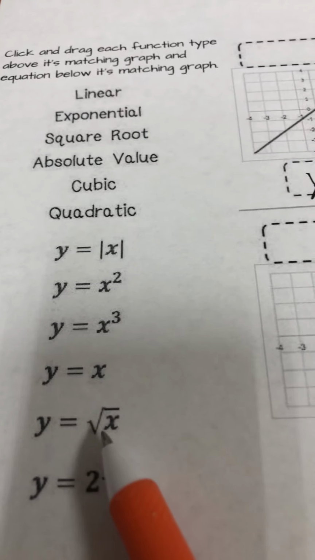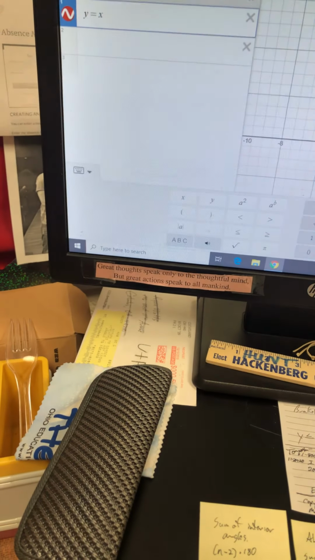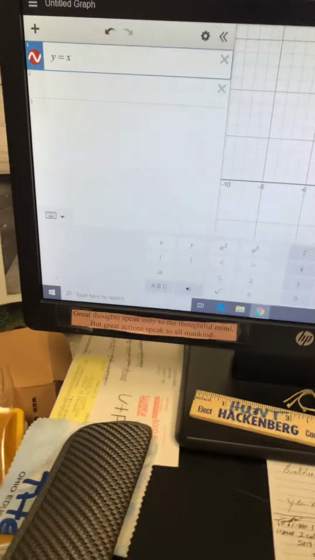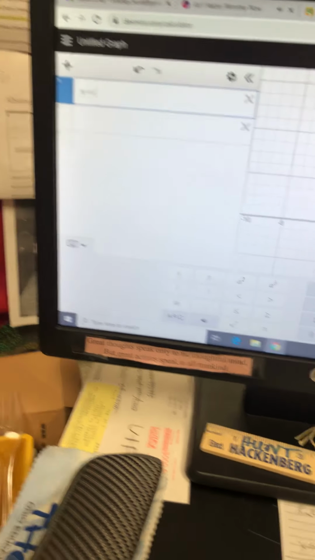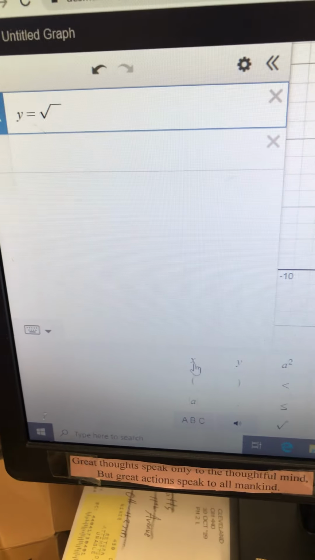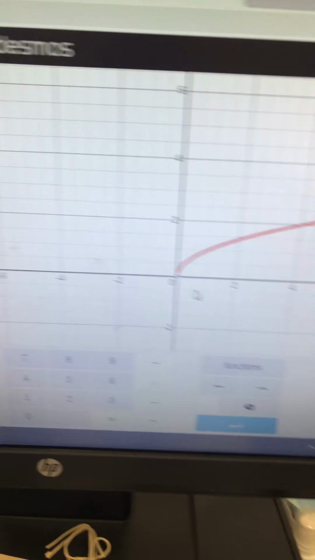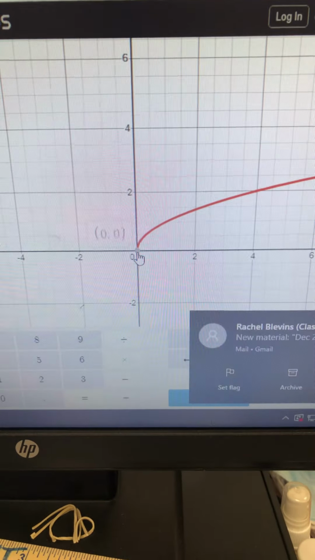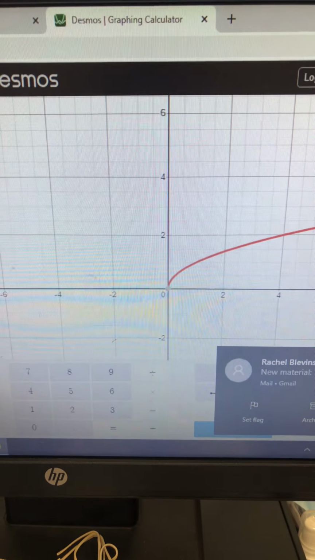And then we have the square root of x. So if I were to do that, let me go back one and hit the square root and put my x in there. And then you have this weird looking thing, kind of like a swoosh there.